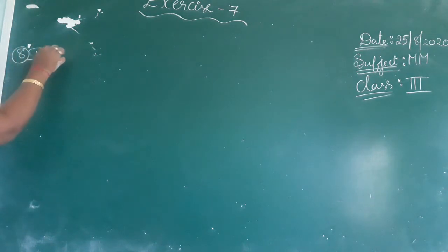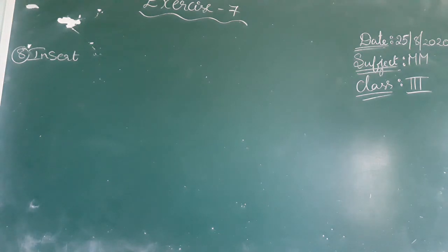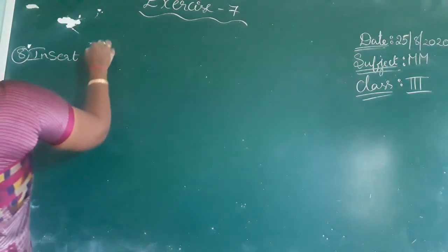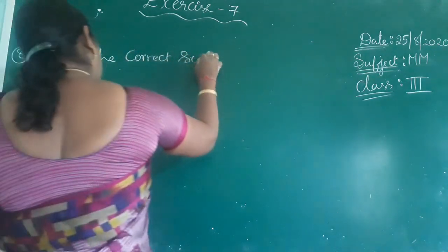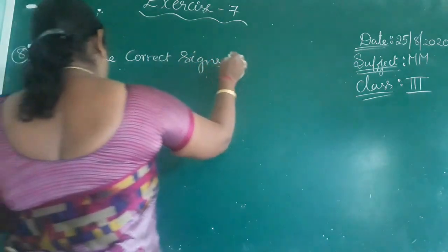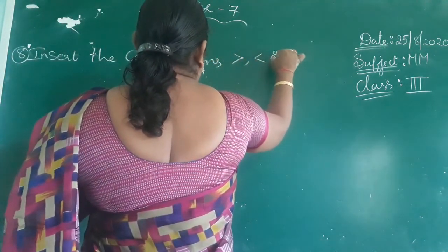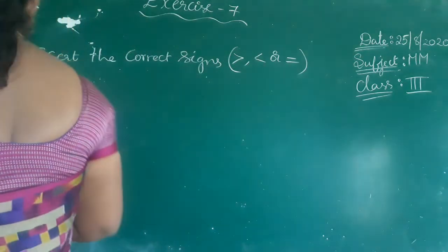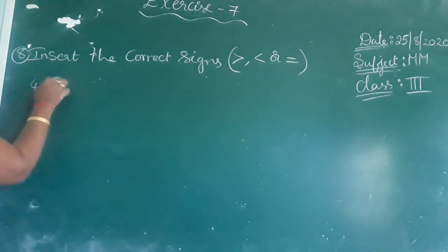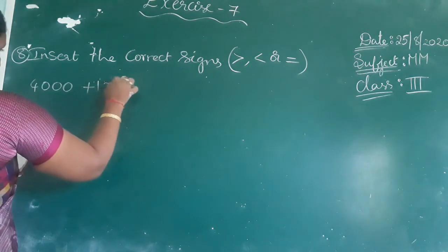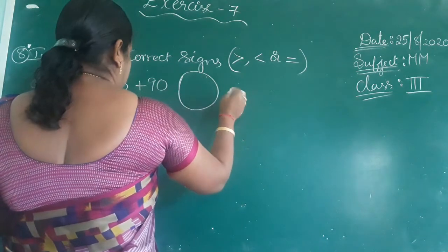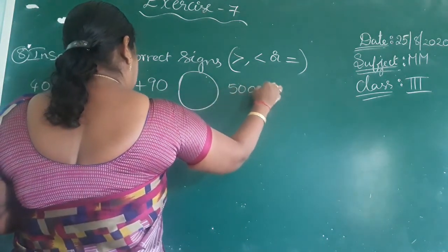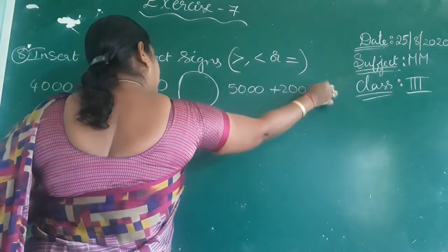Eighth one. Insert the correct sign. Insert means place. What are those signs given for us? Greater than, less than, or equal to. These signs you have to insert in the question. What is that question? 4000 plus 1200 plus 90. Here, which symbol you have to place? 5000 plus 200 plus 9.